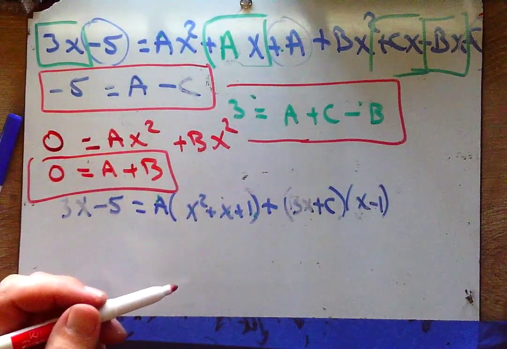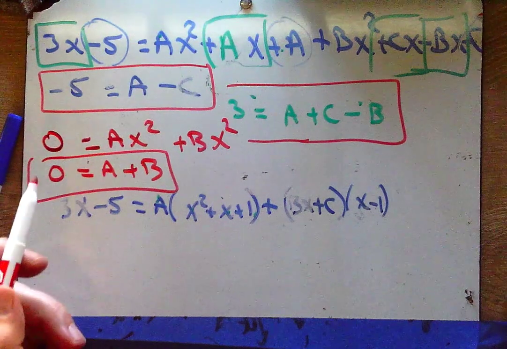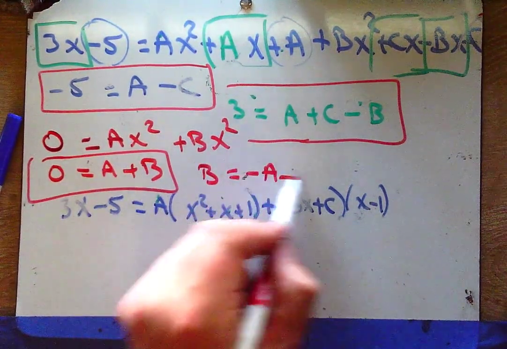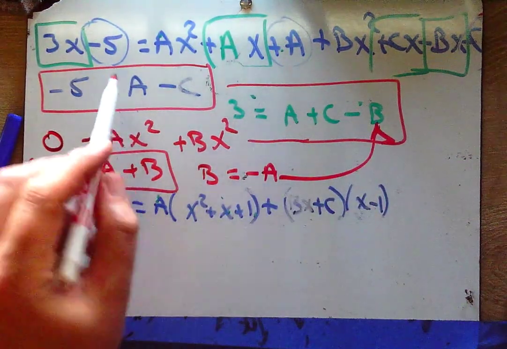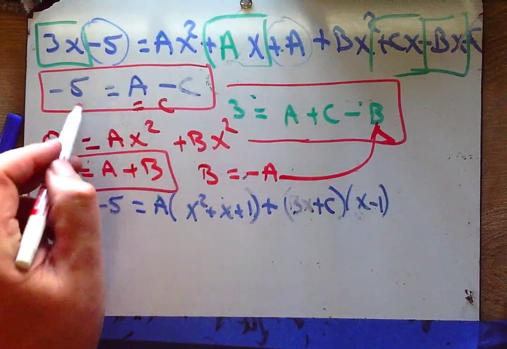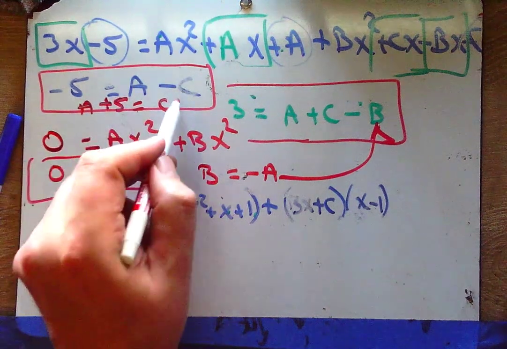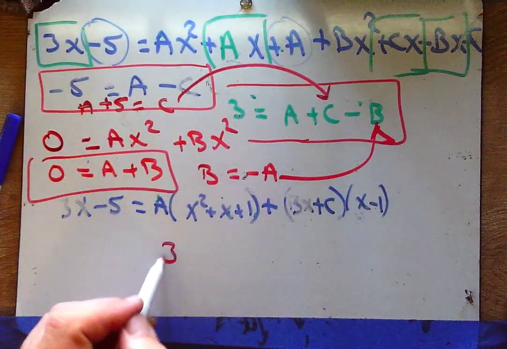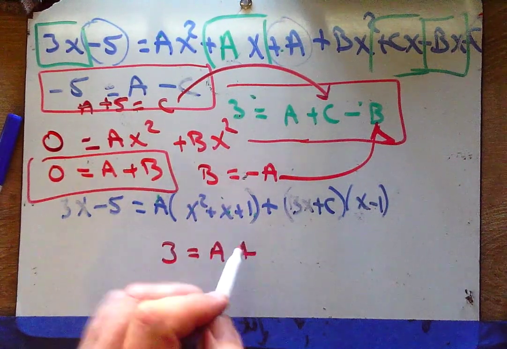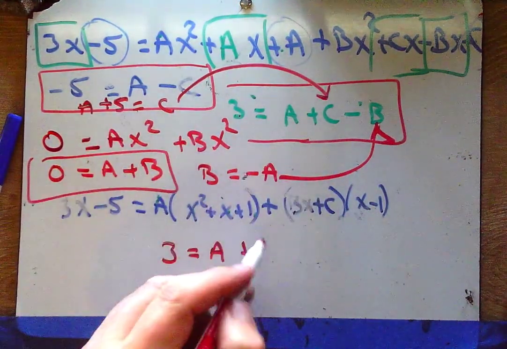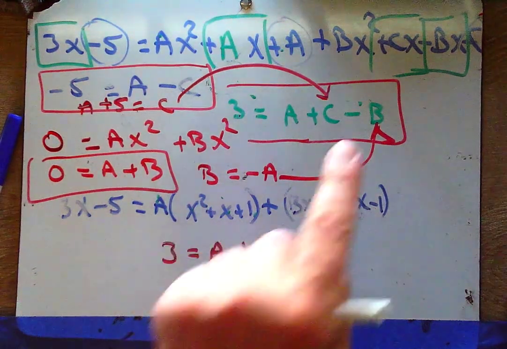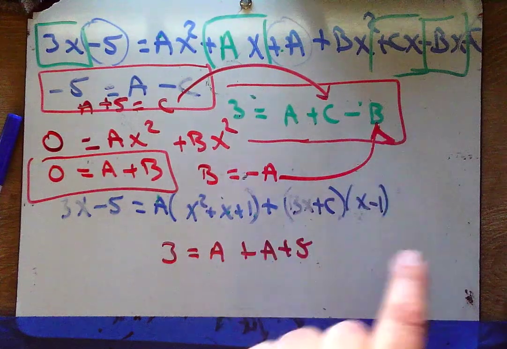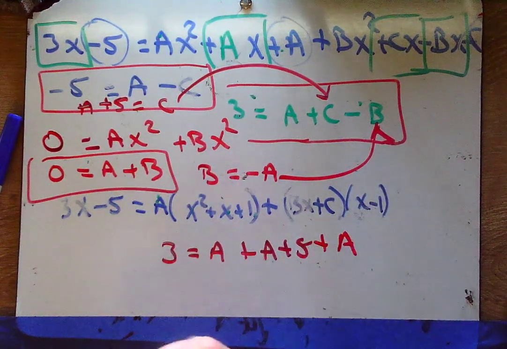My suggestion is that you use substitution here. Find out that b equals negative a. Find out that c equals a plus 5. And plug those things in. So the equation would now be 3 equals a plus, c is equal to a plus 5. And our b value is negative a. But we want negative b, so that's going to be a positive a.